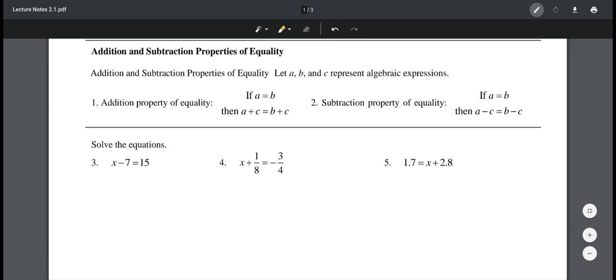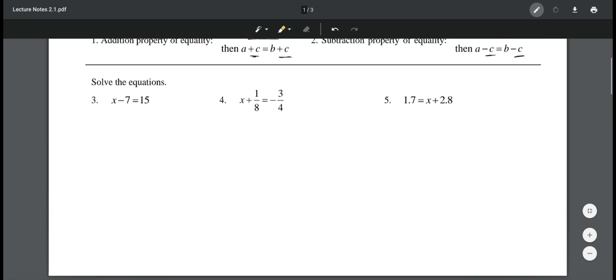So when you are doing the addition property for equations, and you're doing the subtraction property for equality, this tells me that if I have a left side and a right side that are set equal, I can add the same thing to both sides, or if need be, I could subtract the same number from both sides in order to solve the problem. So we're going to do just some basic addition and subtraction properties for solving equations.